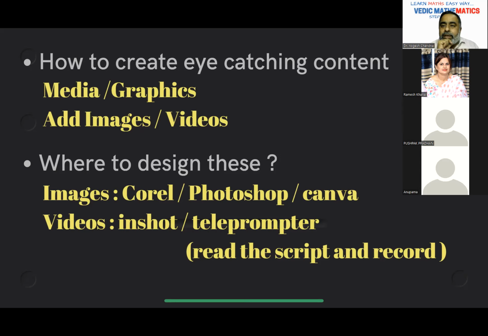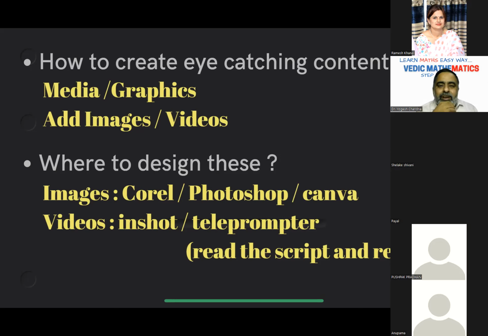Ramesh, Pushpak, Karthik? No, sir. I have no information about it, sir. Okay, Umesh? I used it sometime before, sir. Okay. And Karthik? I used Corel Draw and Photoshop, but not Canva.